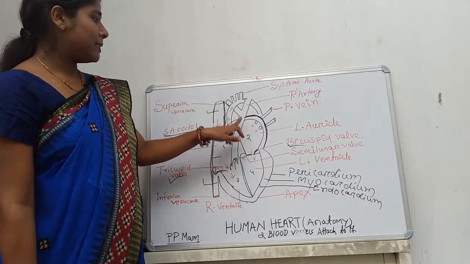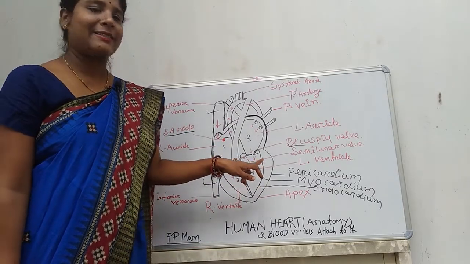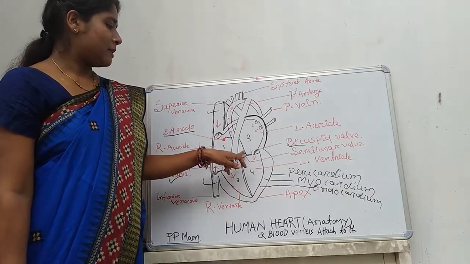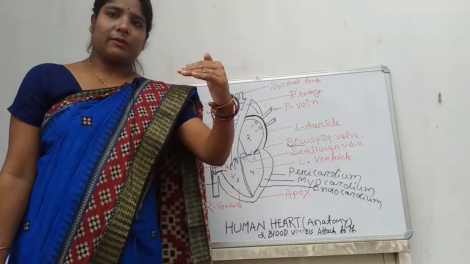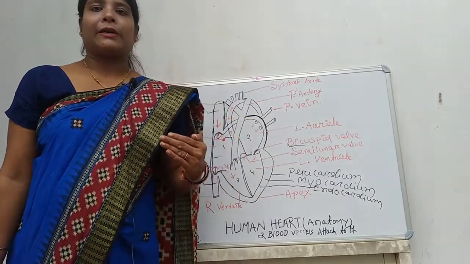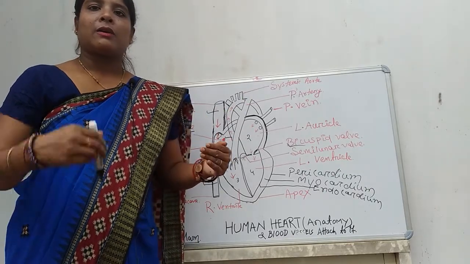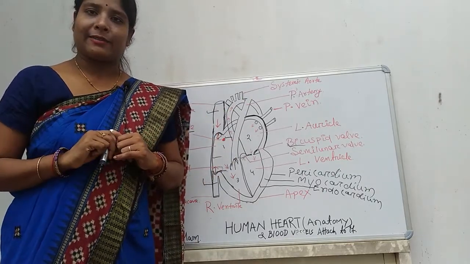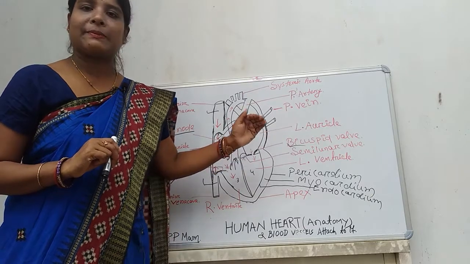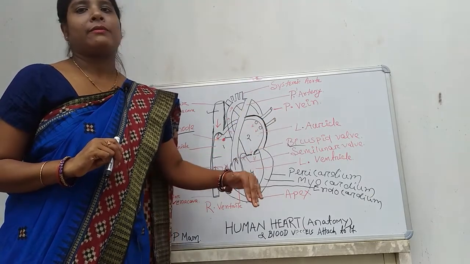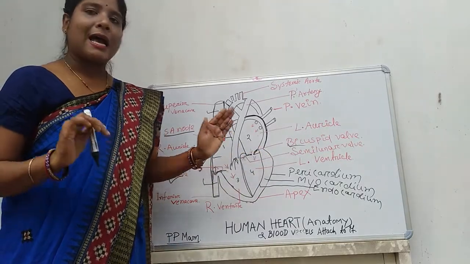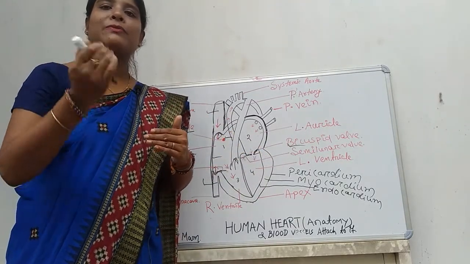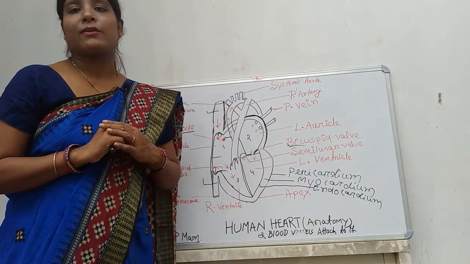Here the semilunar valves are present in the opening of the systemic aorta to allow the blood to go in a forward direction, and the valves prevent the backward movement of the blood. So the valves allow the blood to move only in the forward direction.